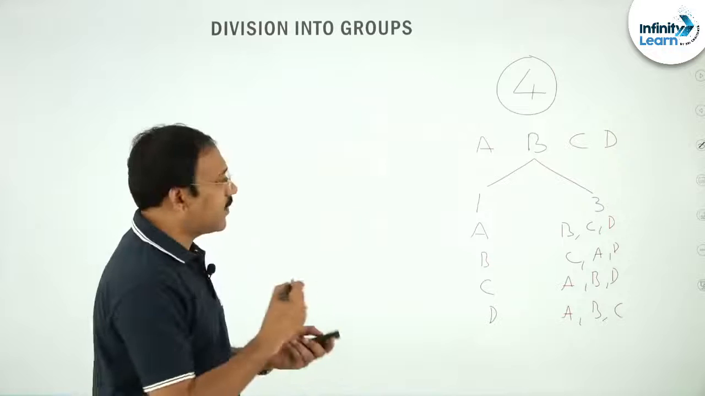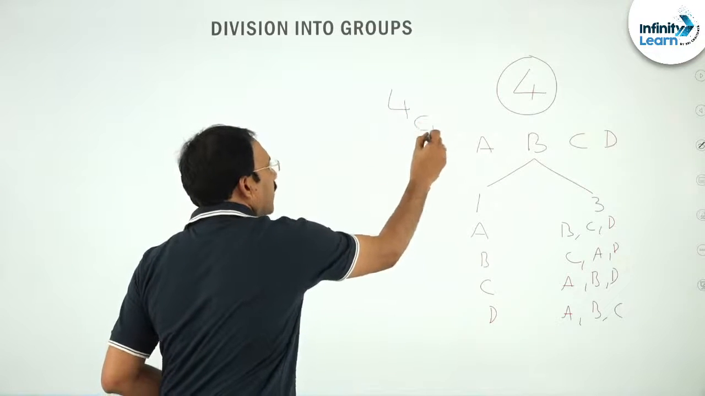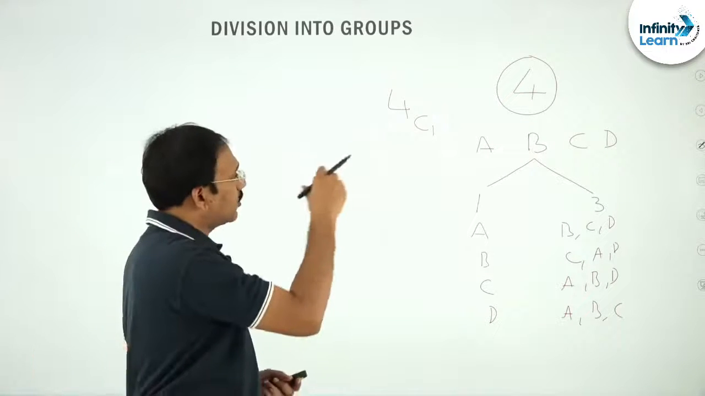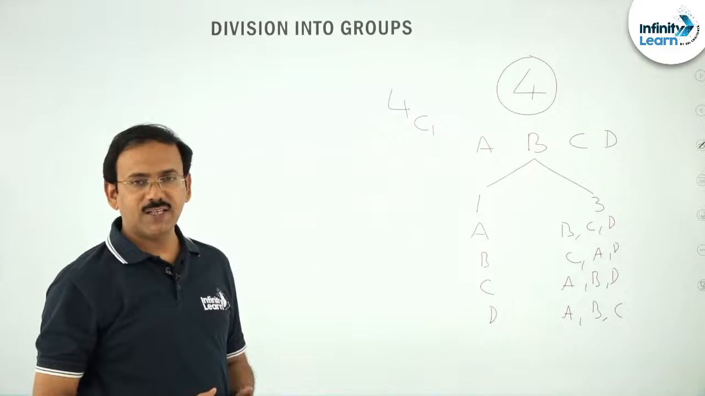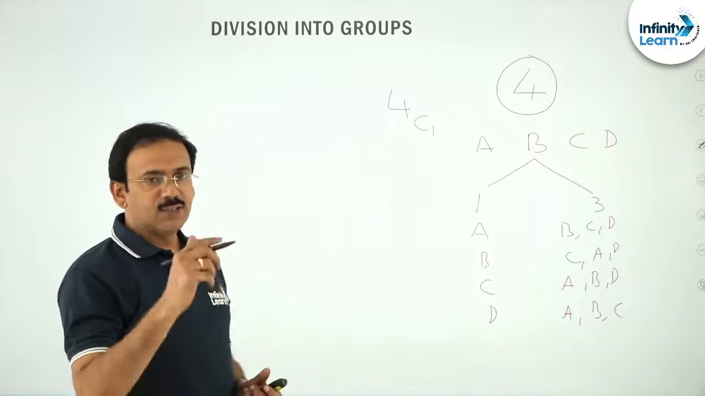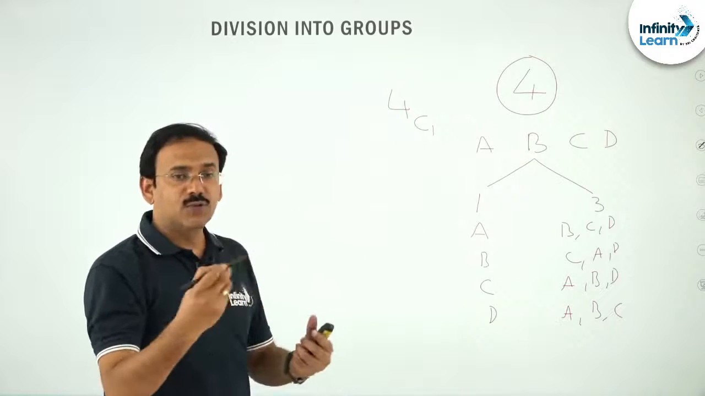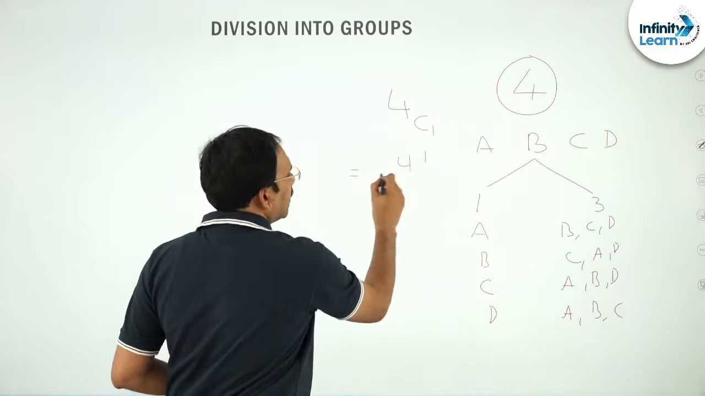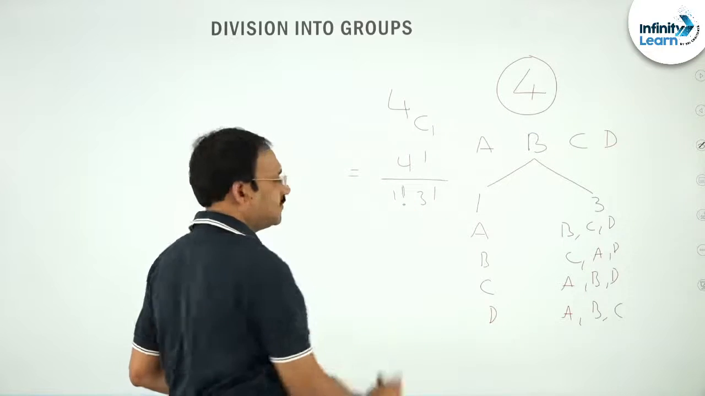You might have understood the phenomenon here. 4C1 ways will come, because whenever you choose one object out of 4, automatically it is divided into 2 groups. So the number of ways of dividing 4 objects into 2 groups having 1 and 3 is 4C1, which is nothing but 4 factorial by 1 factorial into 3 factorial.